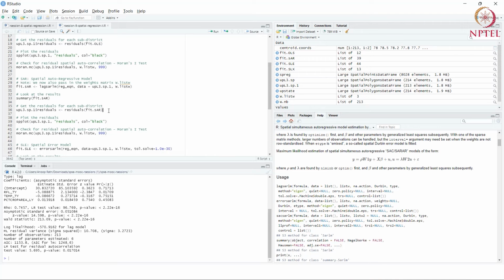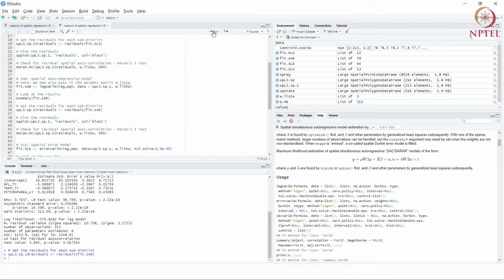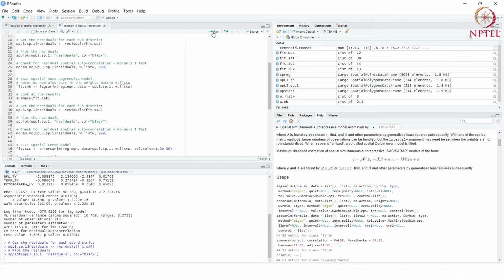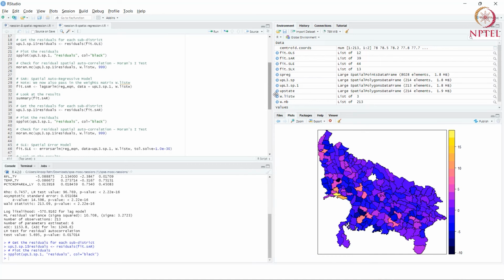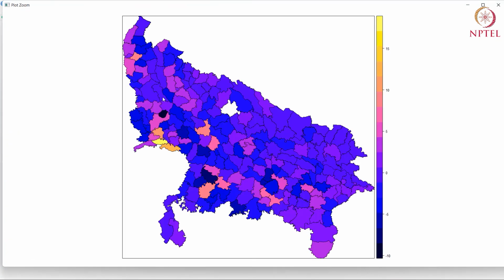So we can repeat the same exercise. We can get the residuals for this model and then plot them, and see whether there is still. So we still see some spatial clustering. We see high residuals in these areas, but there's a little less clustering in areas of low or negative residuals.